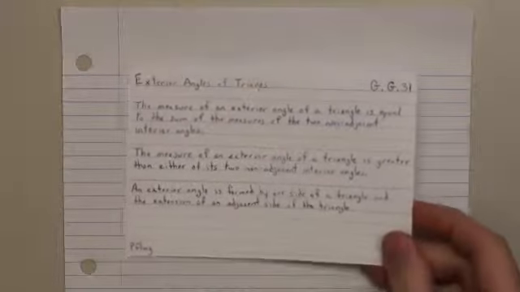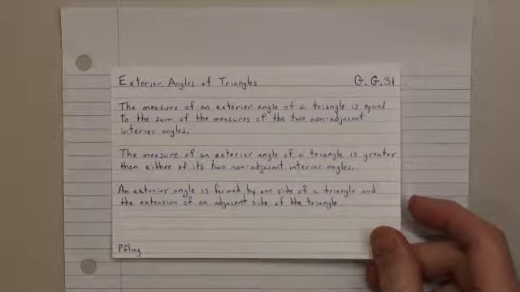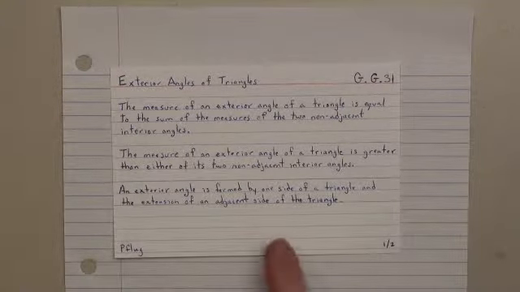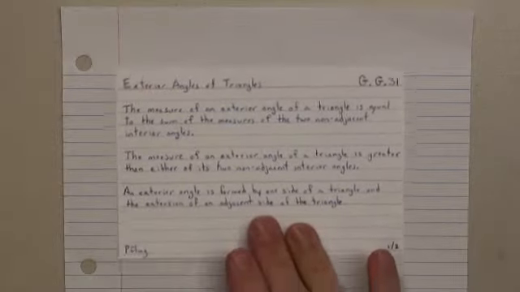Okay, this is G.G.32. There's a few things we have to know first before we start these lessons. So I want you to take an index card out and I want you to copy this down. This is going to be about exterior angles of triangles, and there's a few theorems that we have to know.